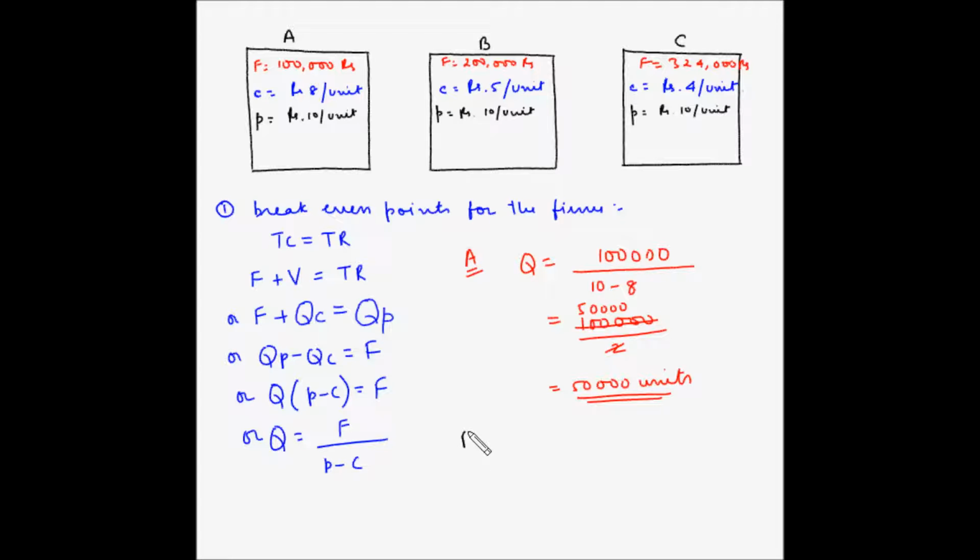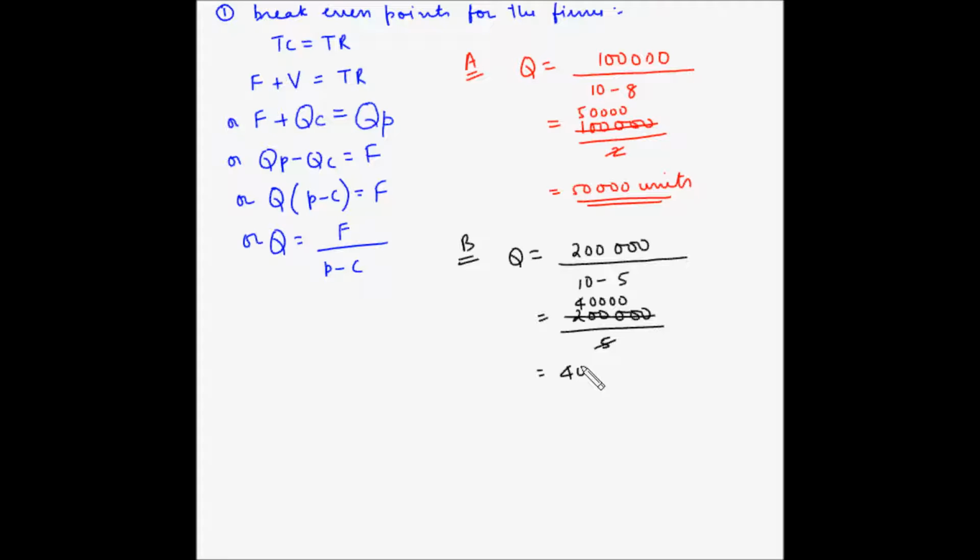Now let's do the same thing for B. So Q is equal to, the fixed cost for B is 200,000 rupees, divided by P, which is 10, minus C, which is 5. So 200,000 divided by 5. So 5 4s are 20, 0000. So this is equal to 40,000 units.